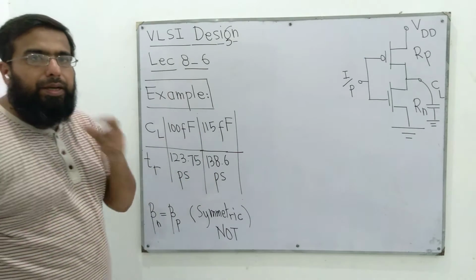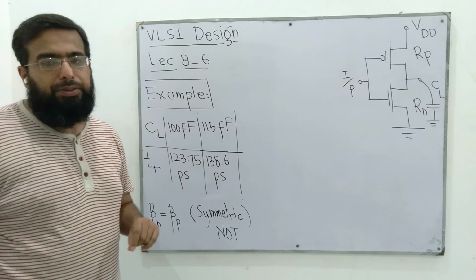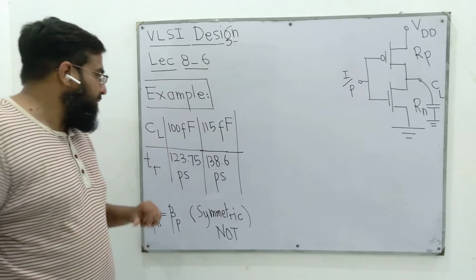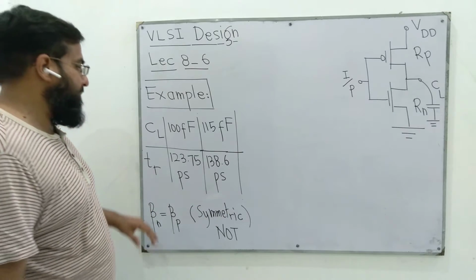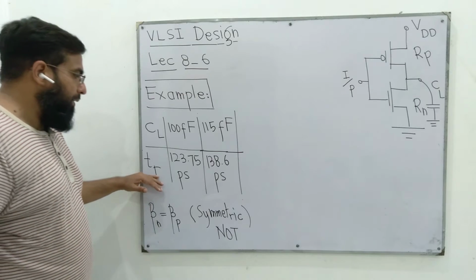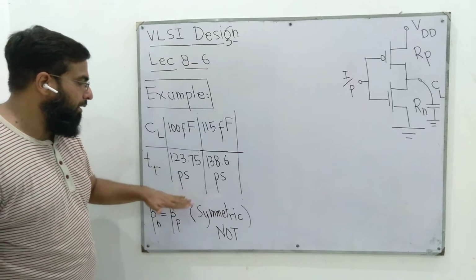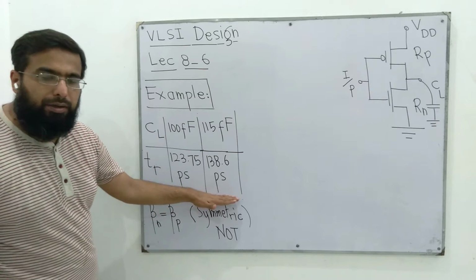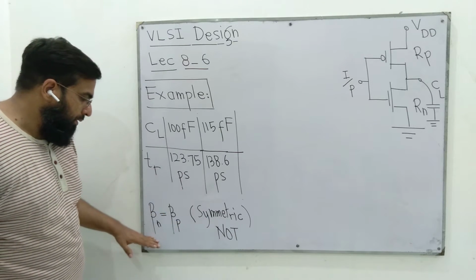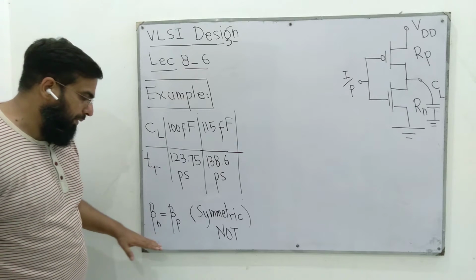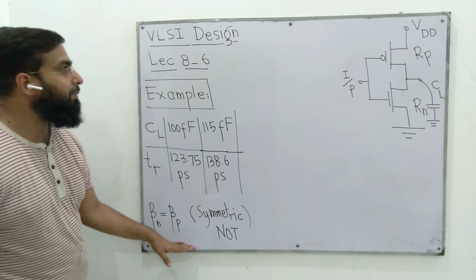We already know the delay is directly proportional to CL. In fact, we have studied in chapter number 7, the last chapter, that this TR has an equation that is a linear equation of a line. So TR is linearly related to CL. Increasing CL will increase TR linearly. And it is also given that it's a symmetric NOT gate where beta n is equal to beta p. This means kappa n times the aspect ratio of n is equal to kappa p times the aspect ratio of p.